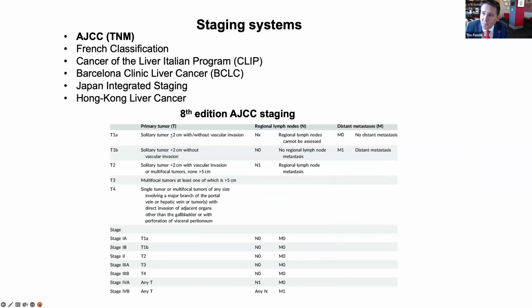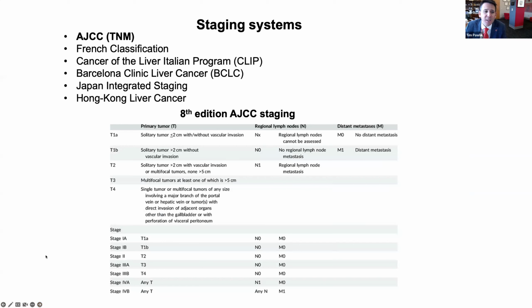So the staging system for hepatocellular carcinoma, we love talking about this. The state-of-the-art pathologic staging system is the AJCC, UICC staging system, and you can see that here on the screen. That's been most recently updated in the 8th edition. And this is really a pathologic staging system, not really a clinical staging system. Some of these factors can be assessed preoperatively, but in general, AJCC is a pathologic staging system.